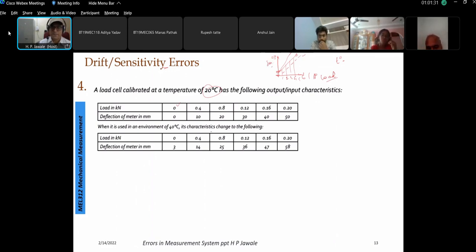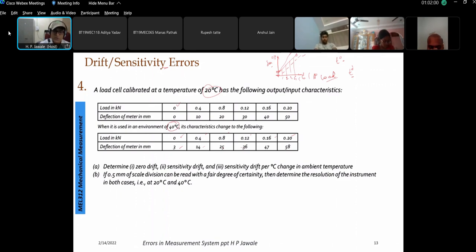Now when the same test is performed with a changed temperature condition, say an elevated temperature T dash, say 40 degrees Celsius, then the characteristics obtained for the same input, say 0, 0.4, 0.8, 0.12, 0.16 and 0.2 kilonewton, we have got the deflection in meters as the values given. So what is required to find? We have to find the zero drift, sensitivity drift and drift per degree Celsius change in the ambient temperature. Now if the scale division is 0.05 millimeter, which can be a fair readout, then we have to determine the resolution of the instrument for both cases of measurement, at the temperatures of operation T0 and T dash, that is 20 degrees and 40 degrees.